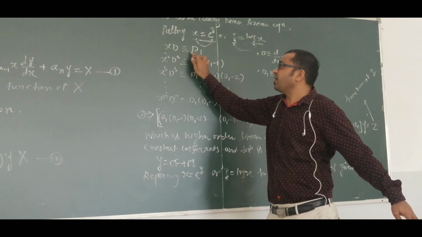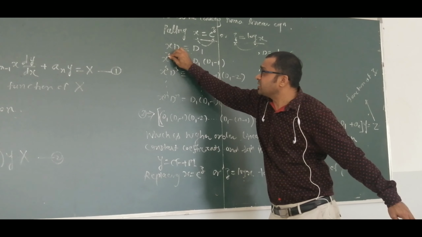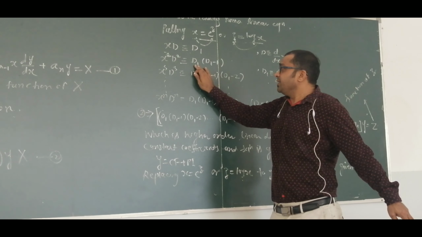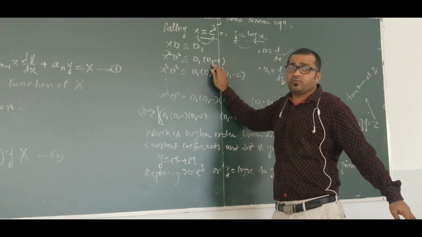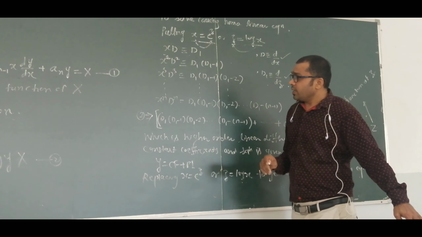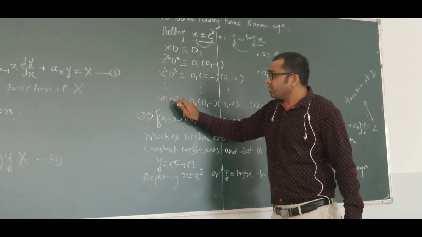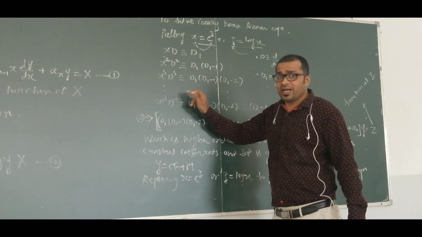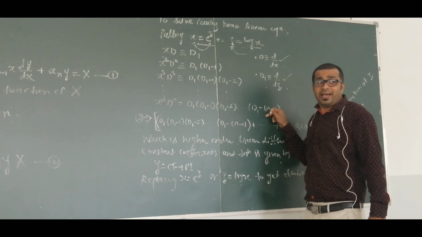Now I replace xD by D1, then I replace x square D square by D1 minus 1 D1. x cube D cube by D1 minus 1, D1 minus 2, and so on. I generalize: x to the power n D to the power n will be replaced by D1 minus 1, D1 minus 2, and so on. Up to where? D1 minus n minus 1.